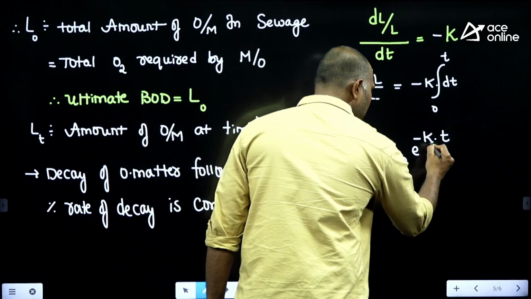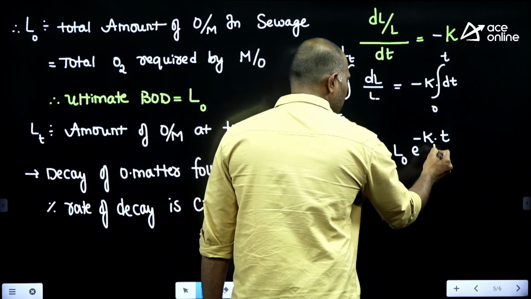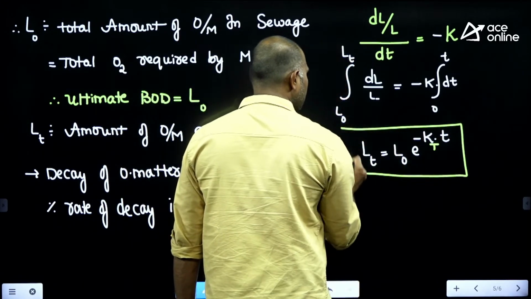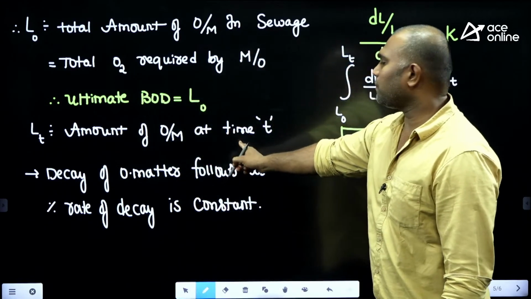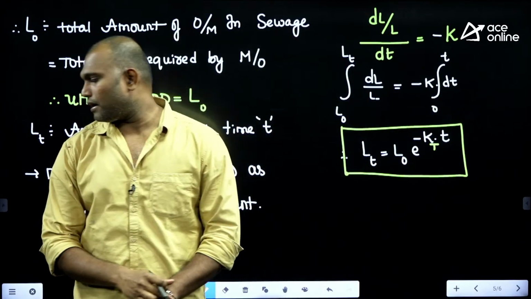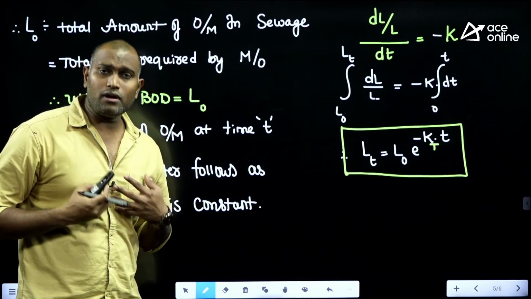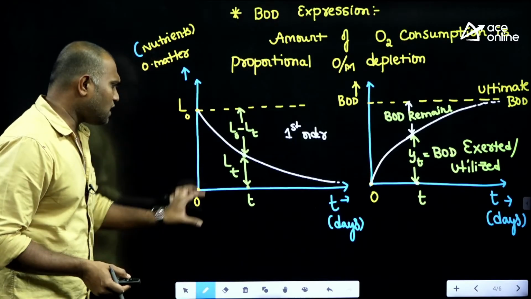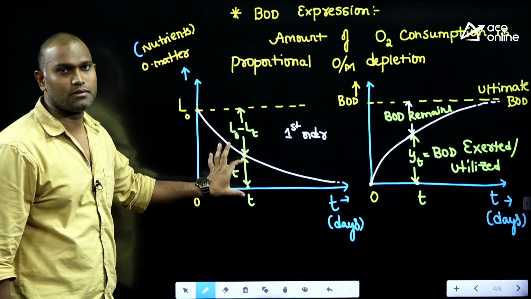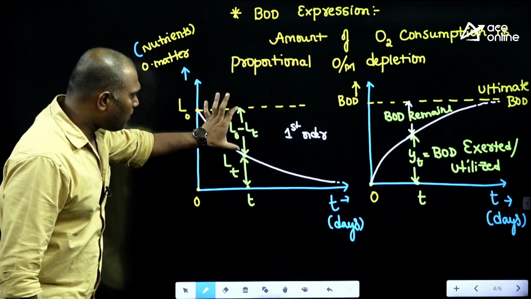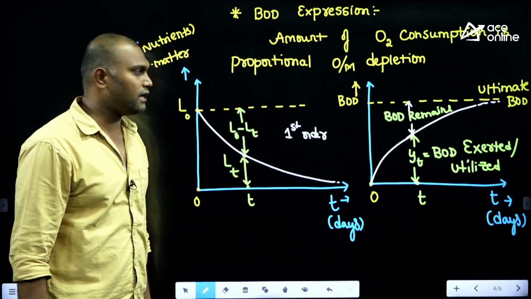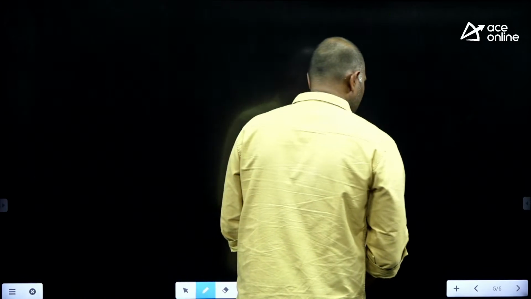And this depends upon the time, so I'll write this K in terms of T. So what is this LT? The LT is nothing but the amount of organic matter at time T. But what I want is BOD, right? I don't want how much organic matter is left in the system. I want how much oxygen is utilized by the system. System means bacteria. So the amount of oxygen utilized is L naught minus LT.